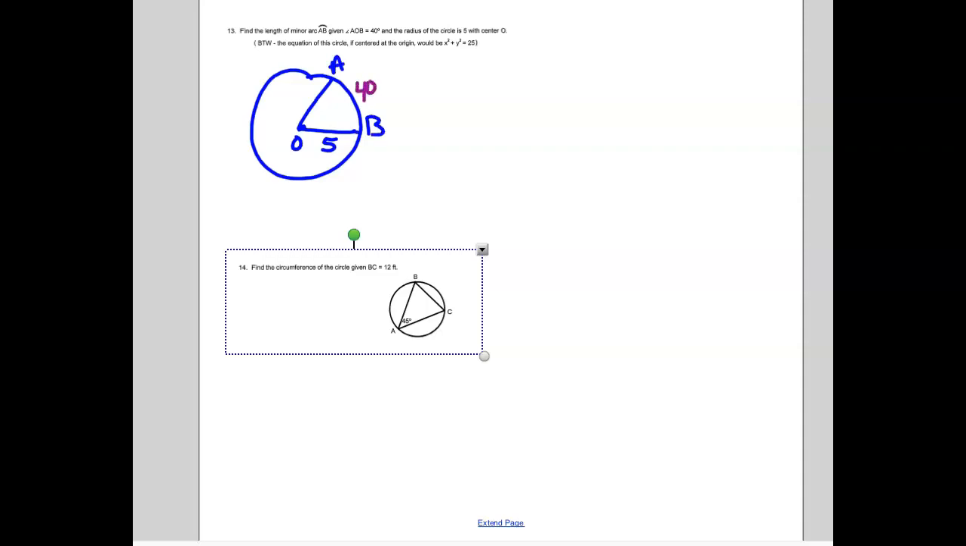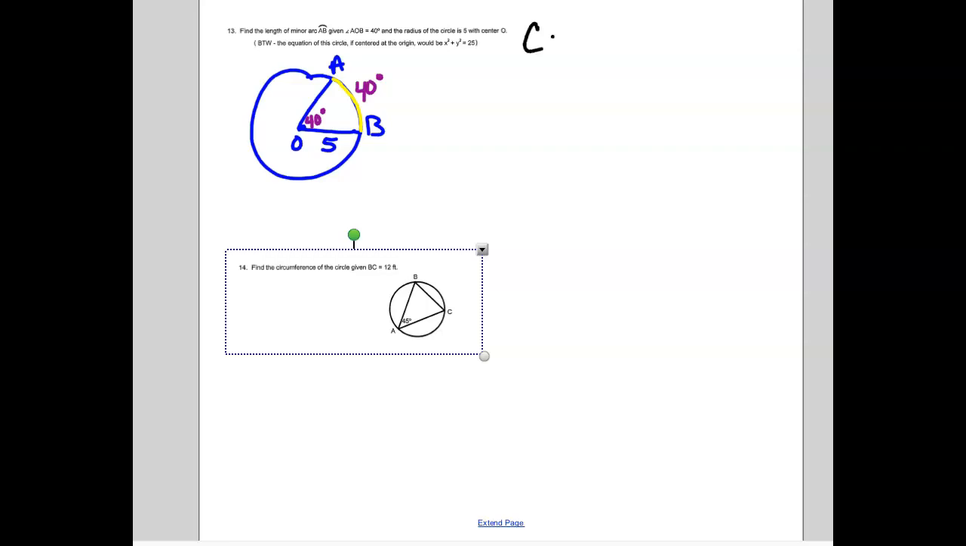So if this is a 40-degree arc, it means that angle is also 40 degrees. They want us to find the arc length. Instead of the measurement in degrees, they want the arc length. And the arc length is this portion of the whole circle, of the whole circumference. So we want one little portion or one part of our whole circumference.